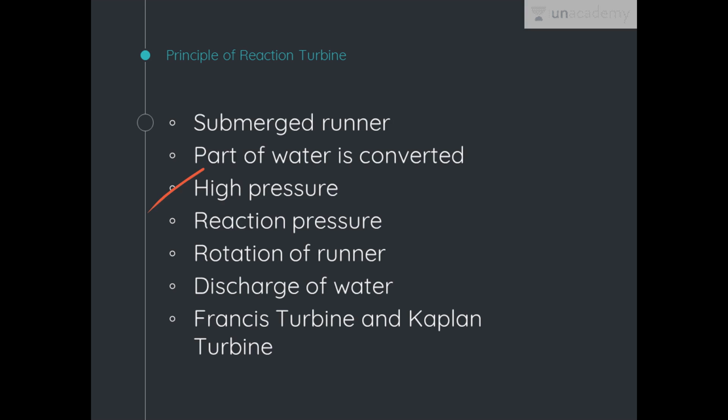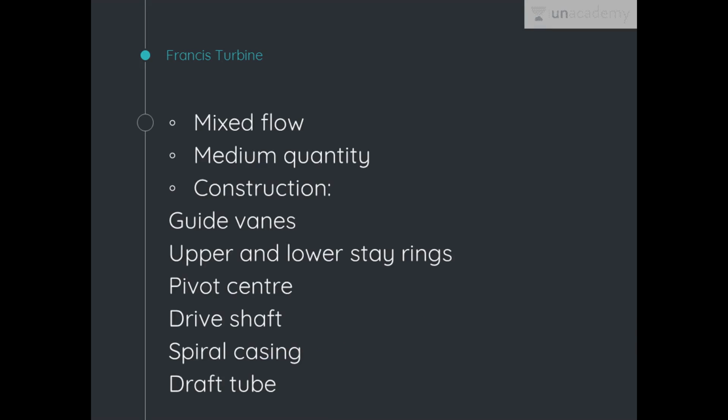vanes and guide vanes. Then pressure decreases and reaction pressure exists. As a result, the runner rotates. After doing the work, the water is discharged to the tail race through a draft tube. The examples are the Francis turbine and the Kaplan turbine.